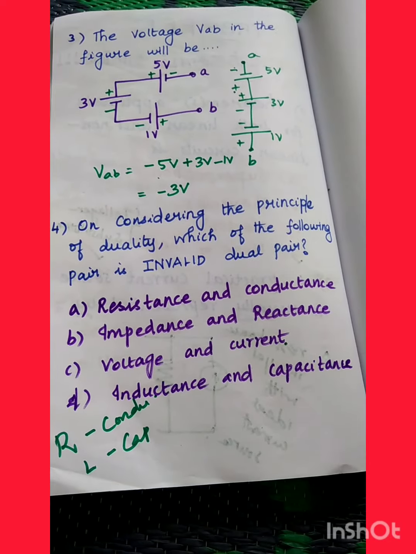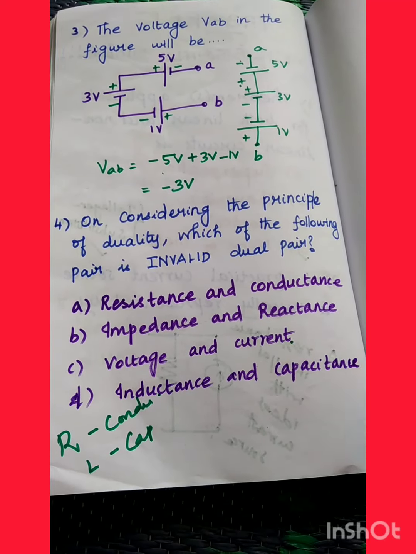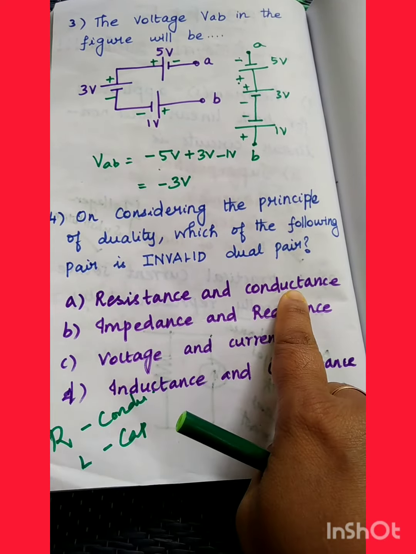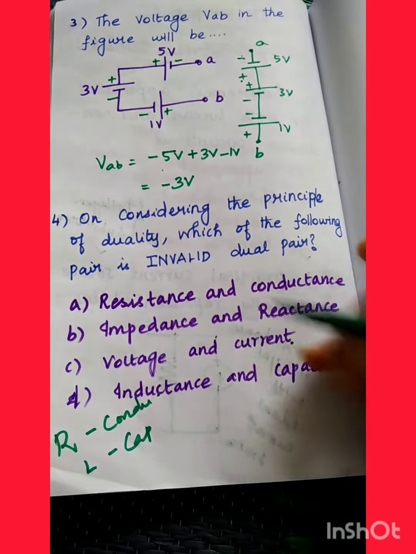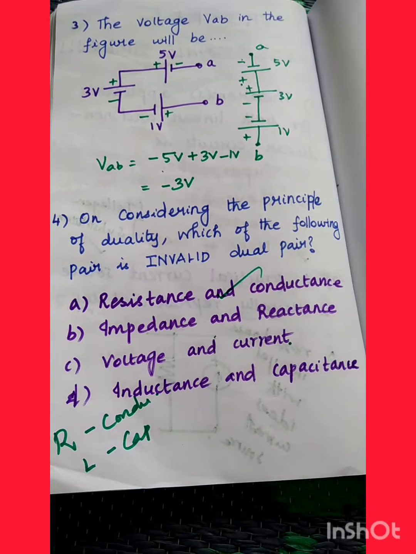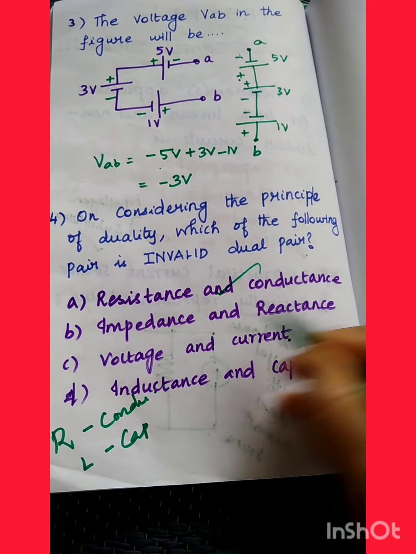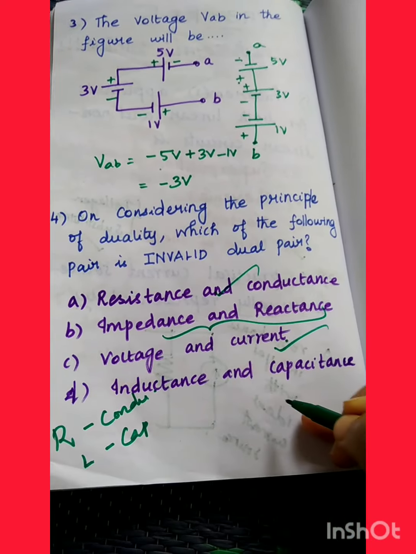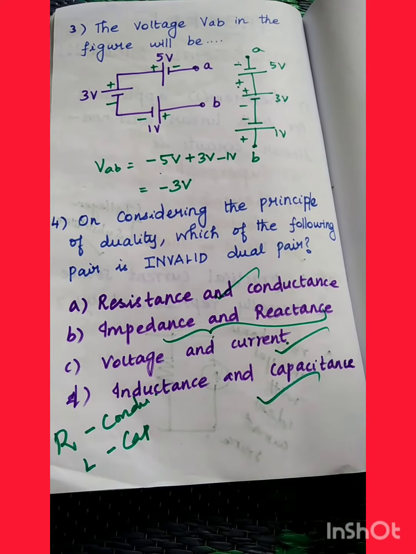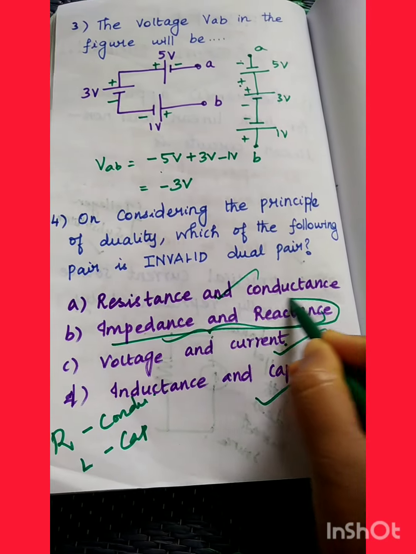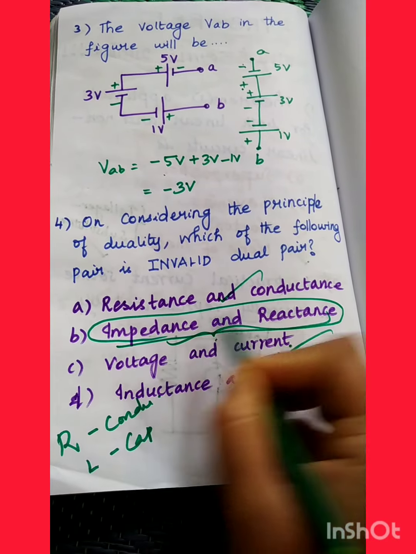We need to understand the following elements and dual elements. But here we can take resistance and conductance. Yes, it is correct. It's the element and dual element. The next one, impedance: the dual property element is admittance, not this pair. The pair is incorrect. Voltage and current, yes, it is correct. Inductance and capacitance, yes, it is correct. So the invalid dual pair is impedance and reactance. But the correct one is impedance and admittance.